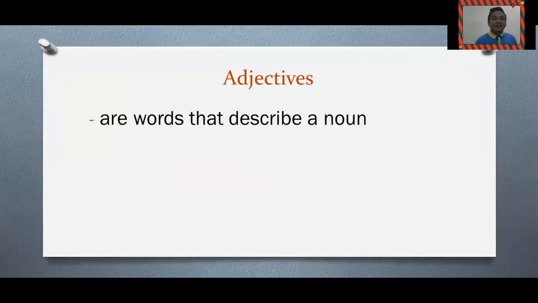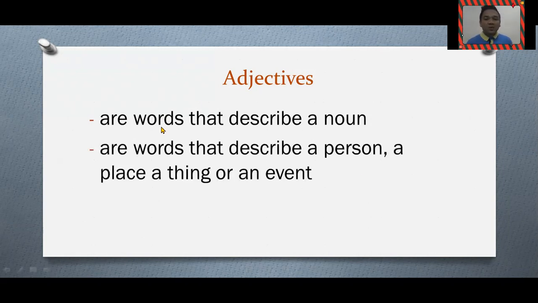Now, when we say adjective, like I said, adjectives are words that describe a noun. Take note, describe. What can you say about something? Say, for example, how can you describe this one? So this is a noun, this is a watch. How can you describe the watch? You can say this watch is beautiful. Now, beautiful is one of the examples of adjective. So adjectives are words that describe a noun.